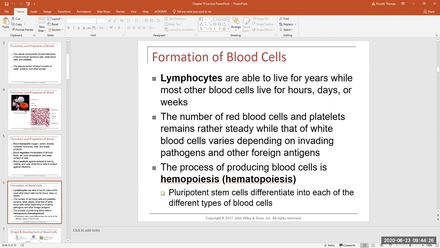The majority of other white blood cells may live only for a few days to a few weeks. It just depends on the white blood cell. When they're activated, they do their jobs and they pretty much die and we have to make more of them.